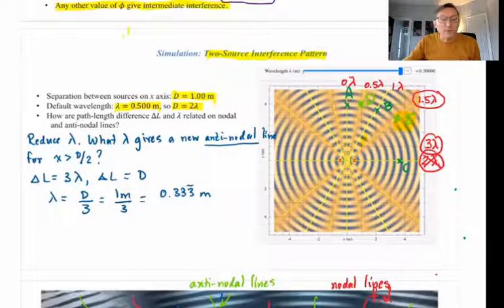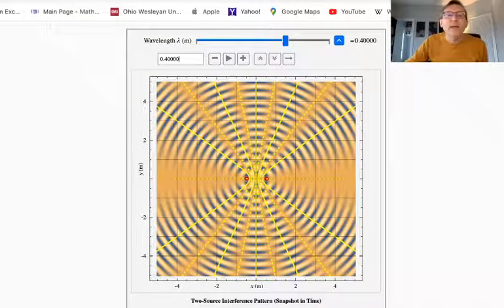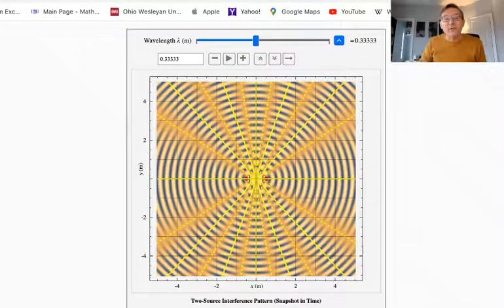So now we'll go to the Wiley+ animation, and we'll reduce the wavelength from 0.4 to 0.333. It's pretty sensitive, but there we go. Now we have a new antinodal line going out along x, and the antinodal lines starting on the y-axis correspond to delta L equals 0. Then the next antinodal line is a delta L of 1 lambda. Then the next antinodal line is a delta L of 2 lambda. And then finally a delta L of 3 lambda.